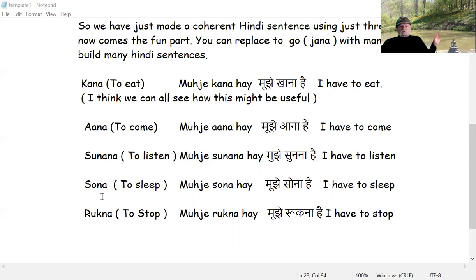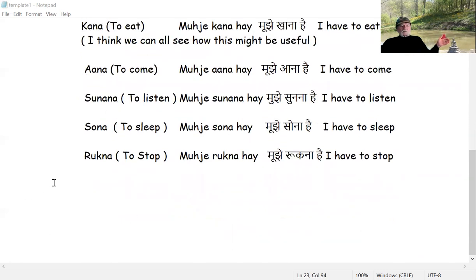The next one is sona. Mujhe sona hai. I have to sleep. Again, pretty simple. The idea is not hard. Then rukna. This one is mujhe rukna hai. I have to stop. And right now, I have to stop. Mujhe jana hai.